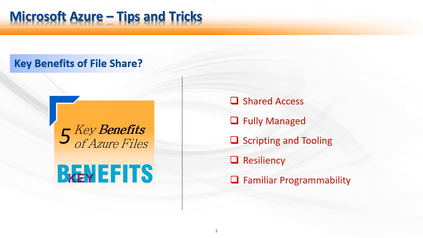Then we have the familiar programmability. So applications running in Azure can access the data in the file share via the system input output API. There are multiple different APIs you can work with: the file REST APIs, the system input output APIs, and so on. Developers can therefore leverage their existing code and skills to migrate existing applications. In addition to the system input output APIs, you can use the Azure storage client libraries or the storage REST APIs. The sky is the limit. You can do whatever you want.